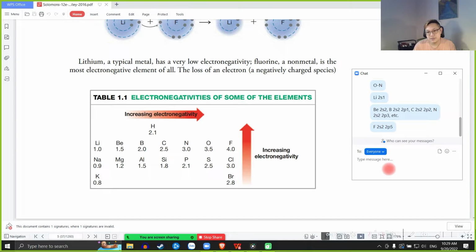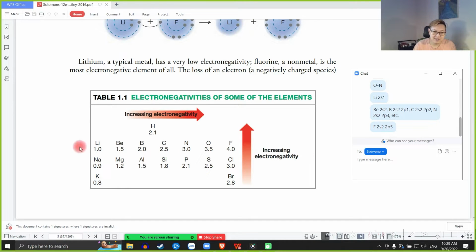Yeah, because 2s2 2p5 is 7 electrons on the outermost shell. Oh, okay. And you need one more, right? To make 8. You need one more, you desperately need one more. So that's why fluorine is the maximum in the whole chart. It just needs so much.